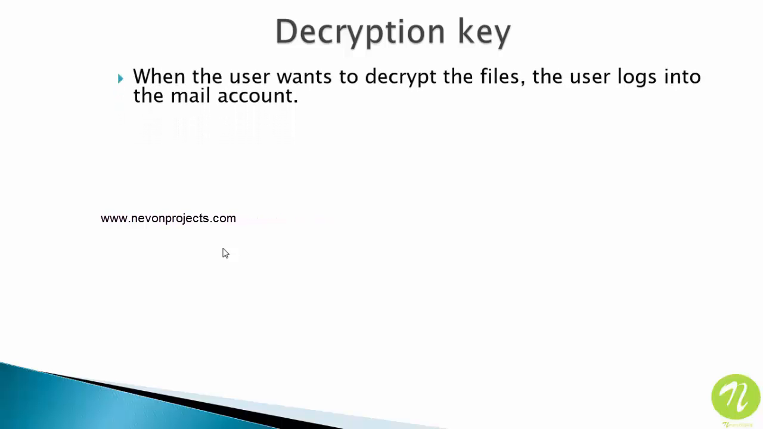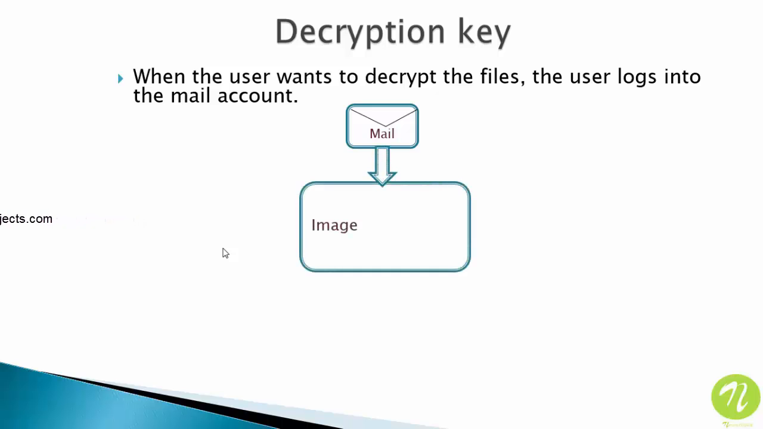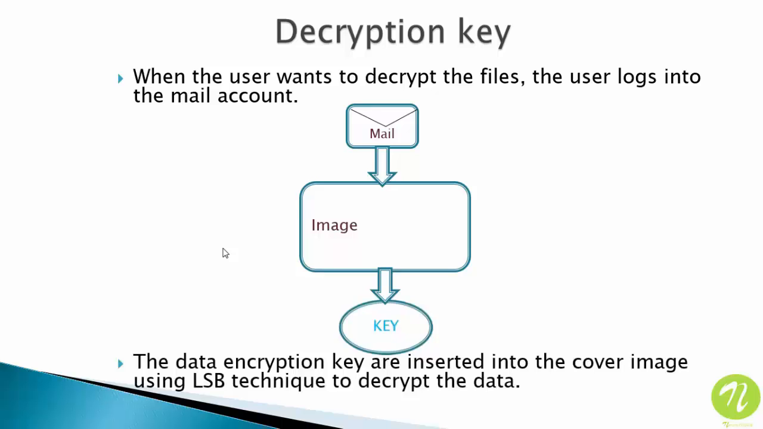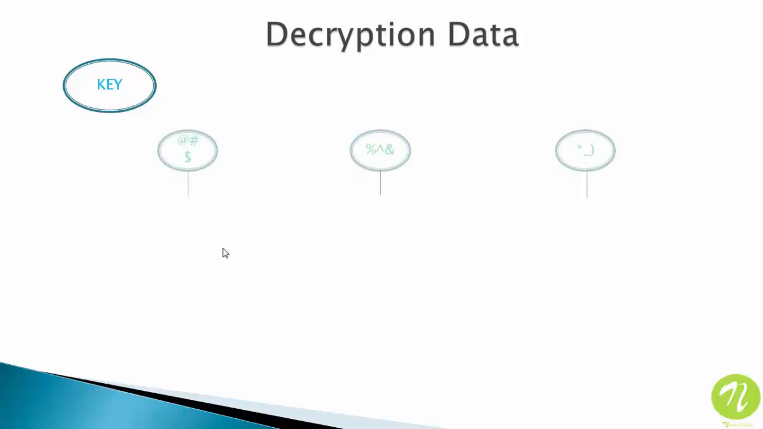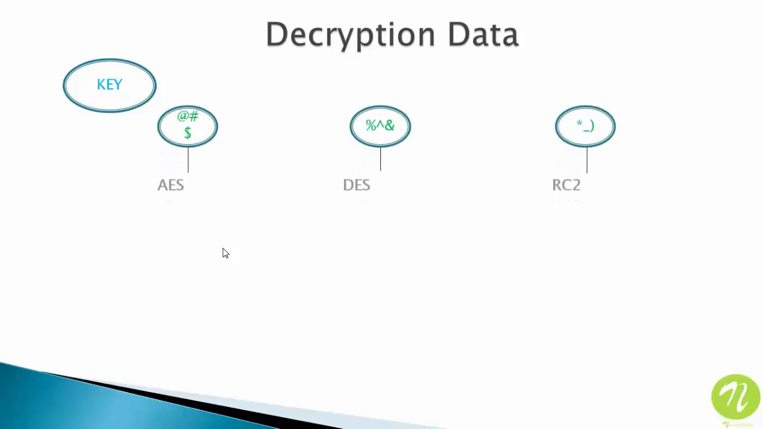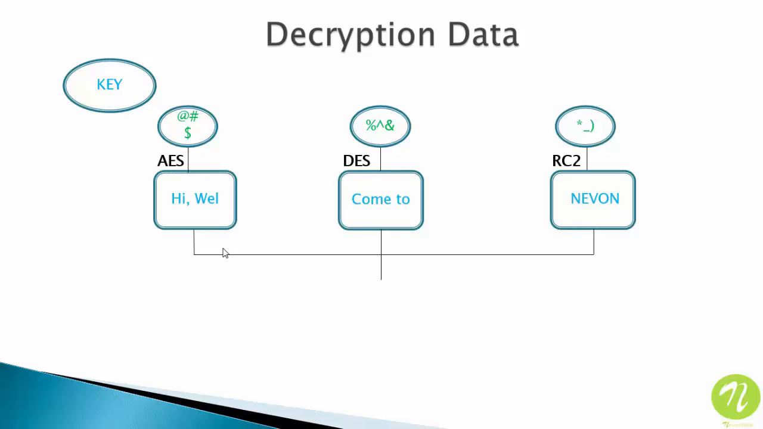Now I'll be explaining the decryption process. As soon as the user receives the key via mail, the key will be embedded in the image using the image steganography technique LSB. The receiver will receive this key, extract the key from the image using the LSB technique, and using this key the user will decrypt the 3 files that the receiver has, using AES, DES and RC2.